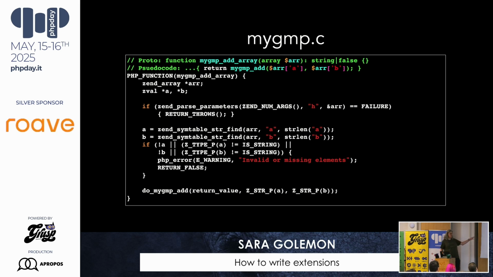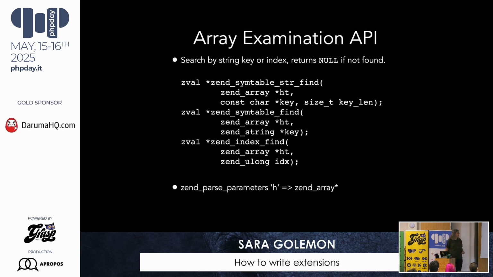This do_mygmp_add is effectively what we had in the mygmp_add function, but I abstracted out the common libgmp work to do the functionality. When you look in your checkout, you'll see the implementation of this. It just wasn't worth actually showing.